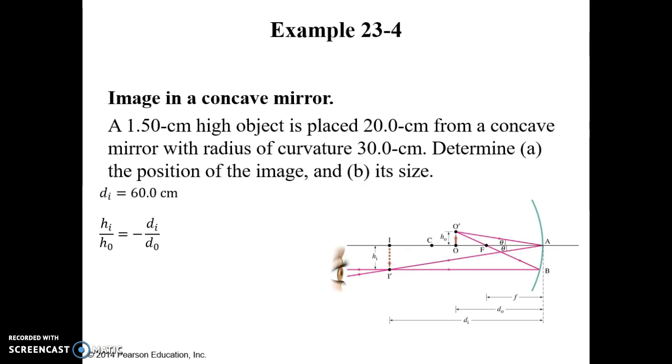Now to find the image height, we'll use this equation. Rearrange the equation to solve for the image height. We know the image distance from part A. The object distance is given as well as the object's height. And we just plug and chug, and we get an image height of negative 4.5 centimeters. The negative sign means that the image is inverted.